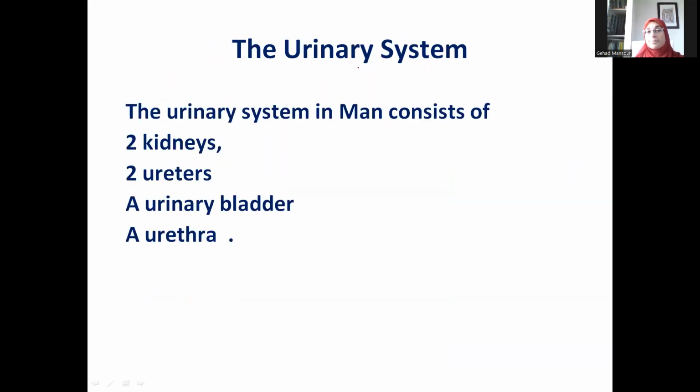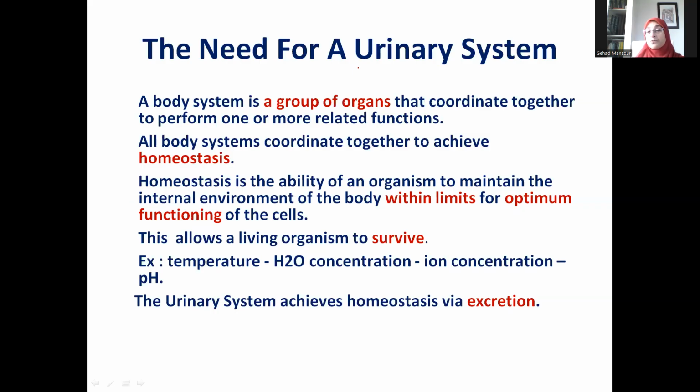Now, the urinary system in man, therefore, consists of 2 kidneys, 2 ureters, a urinary bladder, and a urethra. And the need for a urinary system, we have explained this: a body system is a group of organs that coordinate together to form one function or more than one function, but related functions. And all the organs in the urinary system, as well as all the systems in the body, will coordinate together in order to achieve one most important function, which is homeostasis.